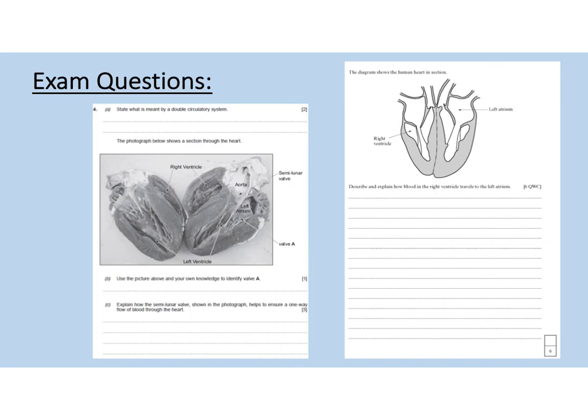And now I've set you 2 exam questions. They're in your class notebook assignment for this lesson. So the first question is about the double circulatory system, the structure of the heart, and about backflow. And then the second question is a QWC question, and it wants you to explain the blood flow through the heart, how it goes from the right ventricle to the left atrium. So we've covered all of that in this lesson, so you should be able to answer these questions.